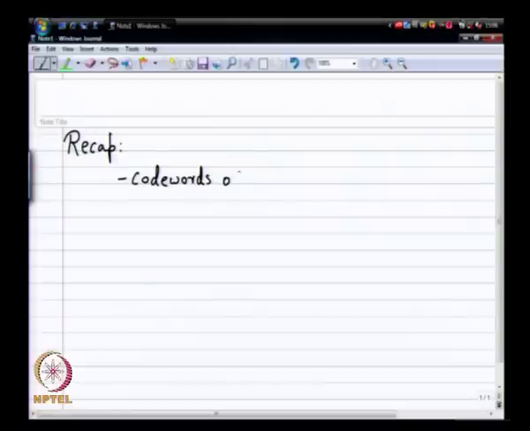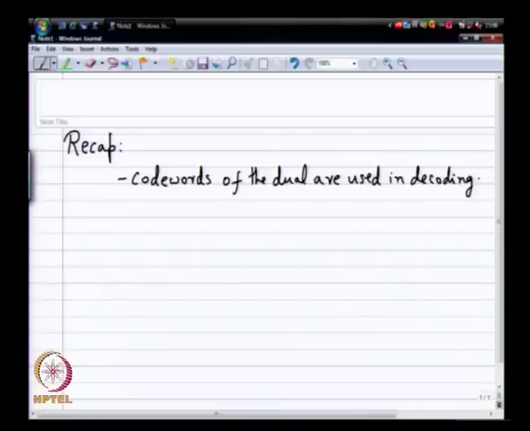Okay, code words of the dual are used to decode. So this is very important. Not necessarily the linearly independent code words in the parity-check matrix, but any code word of the dual can give you information about, say, one particular bit of the code word that you are interested in.